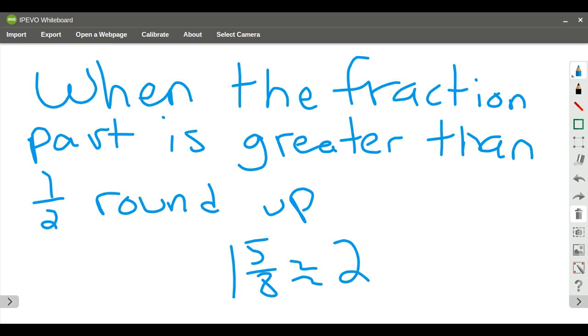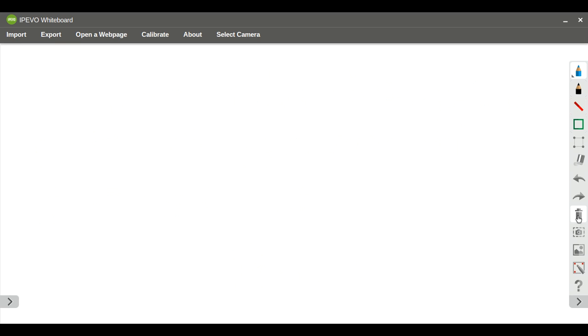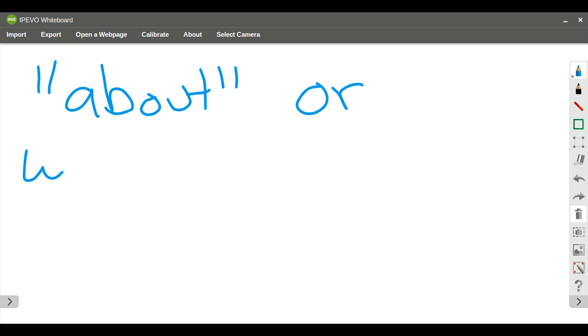Okay, so when do we estimate? I'm on question number 2. When do we estimate a sum or difference? So we look for that keyword about. So about how much, or when we don't need an exact answer.